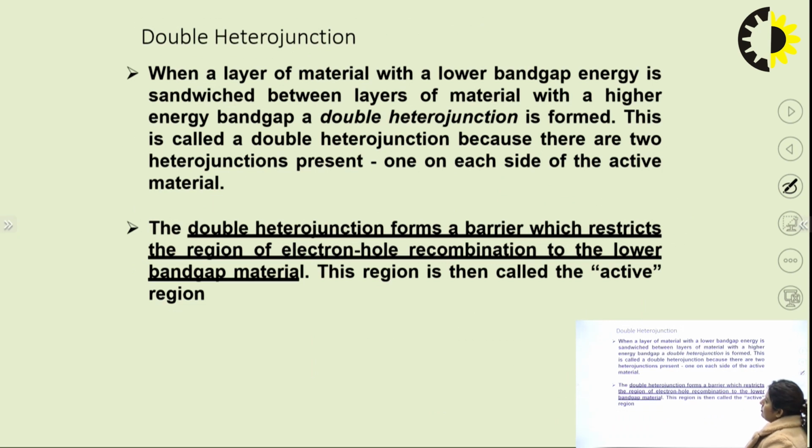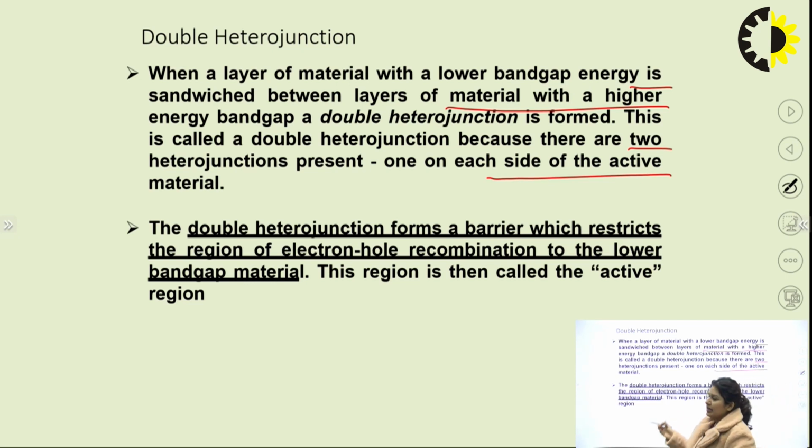So if we talk about double heterojunction, when a layer of material with a lower band gap energy is sandwiched between layers of material with higher band gap energies, a double heterojunction is formed. So if we are talking about two lower index of refraction or higher band gap energy materials, and in between there is a lower band gap material, then there will be formation of the heterojunction. So this is called a double heterojunction because there are two heterojunctions present, one on each side of the active material.